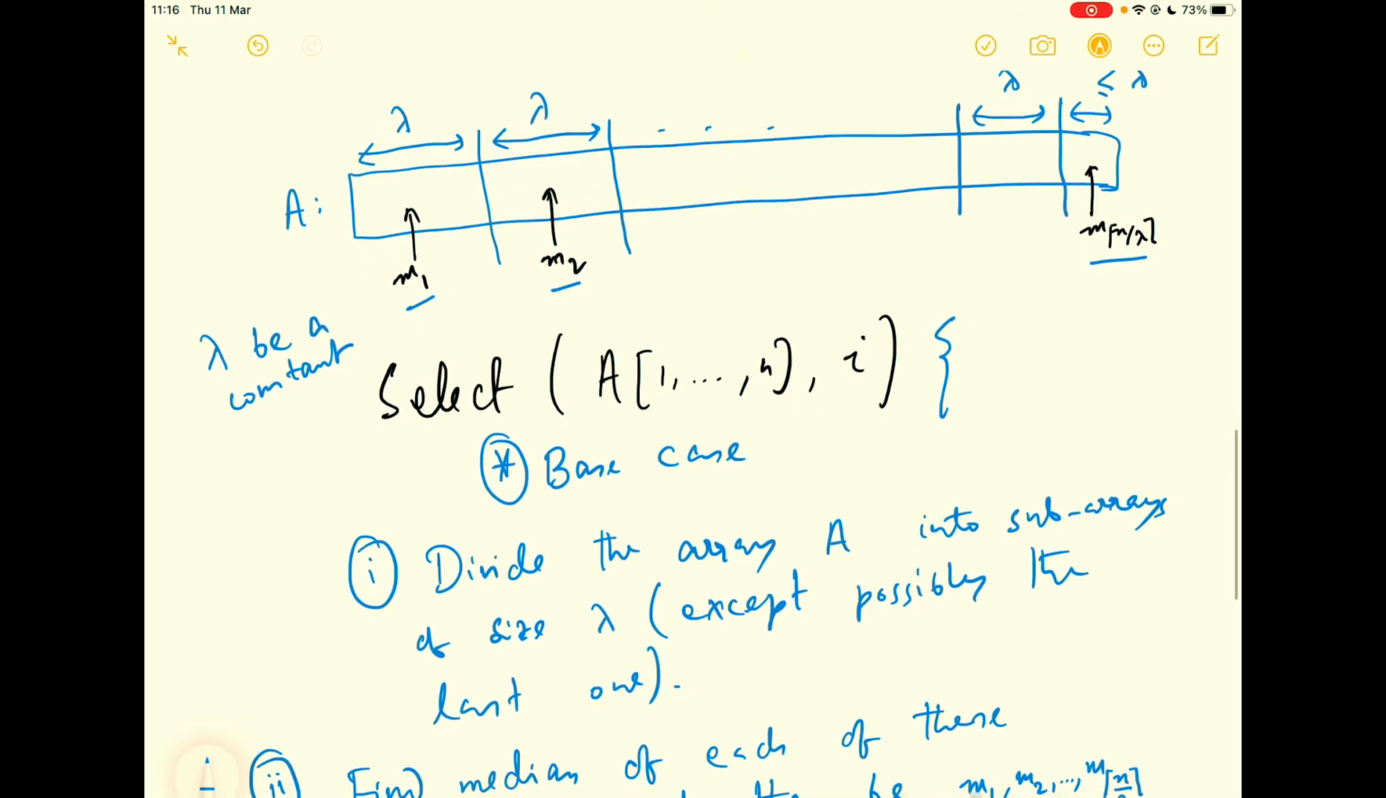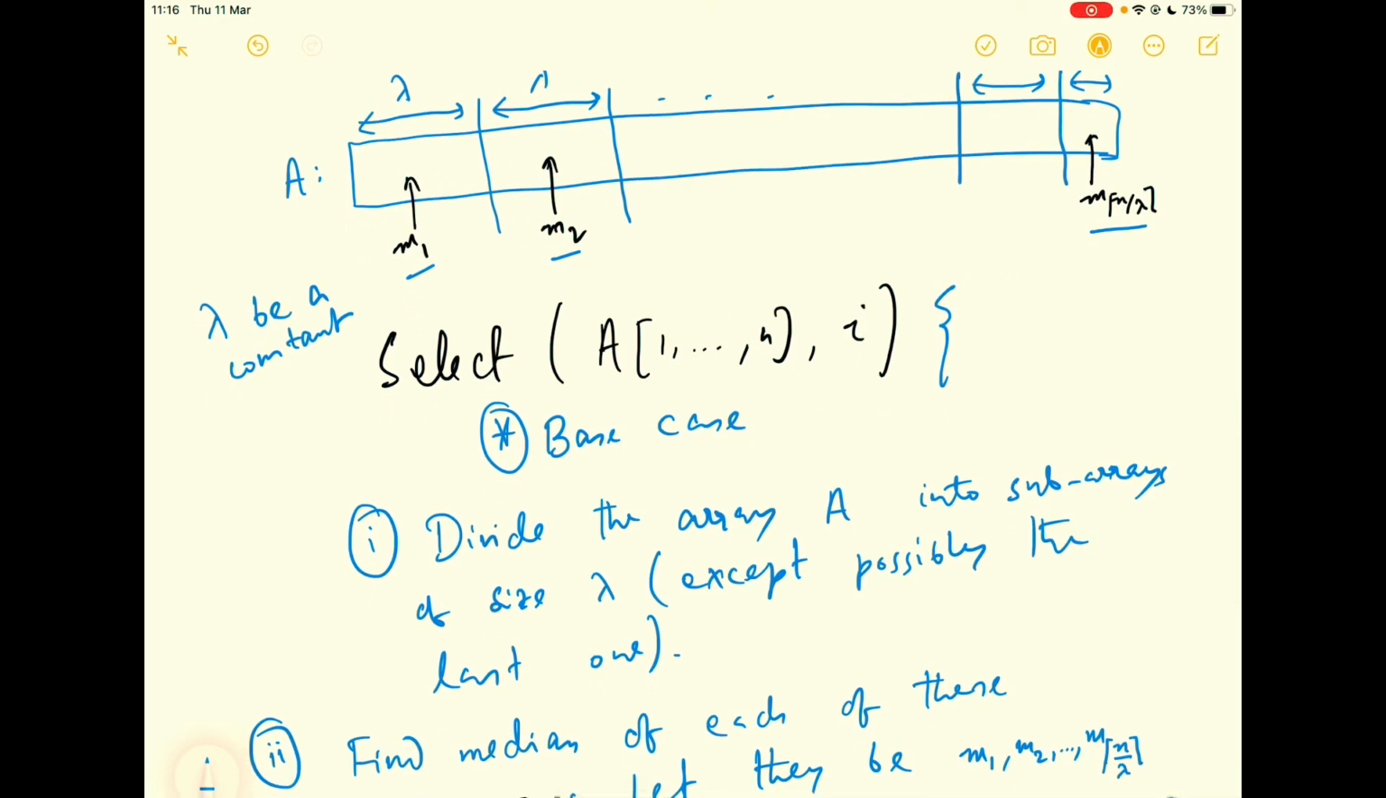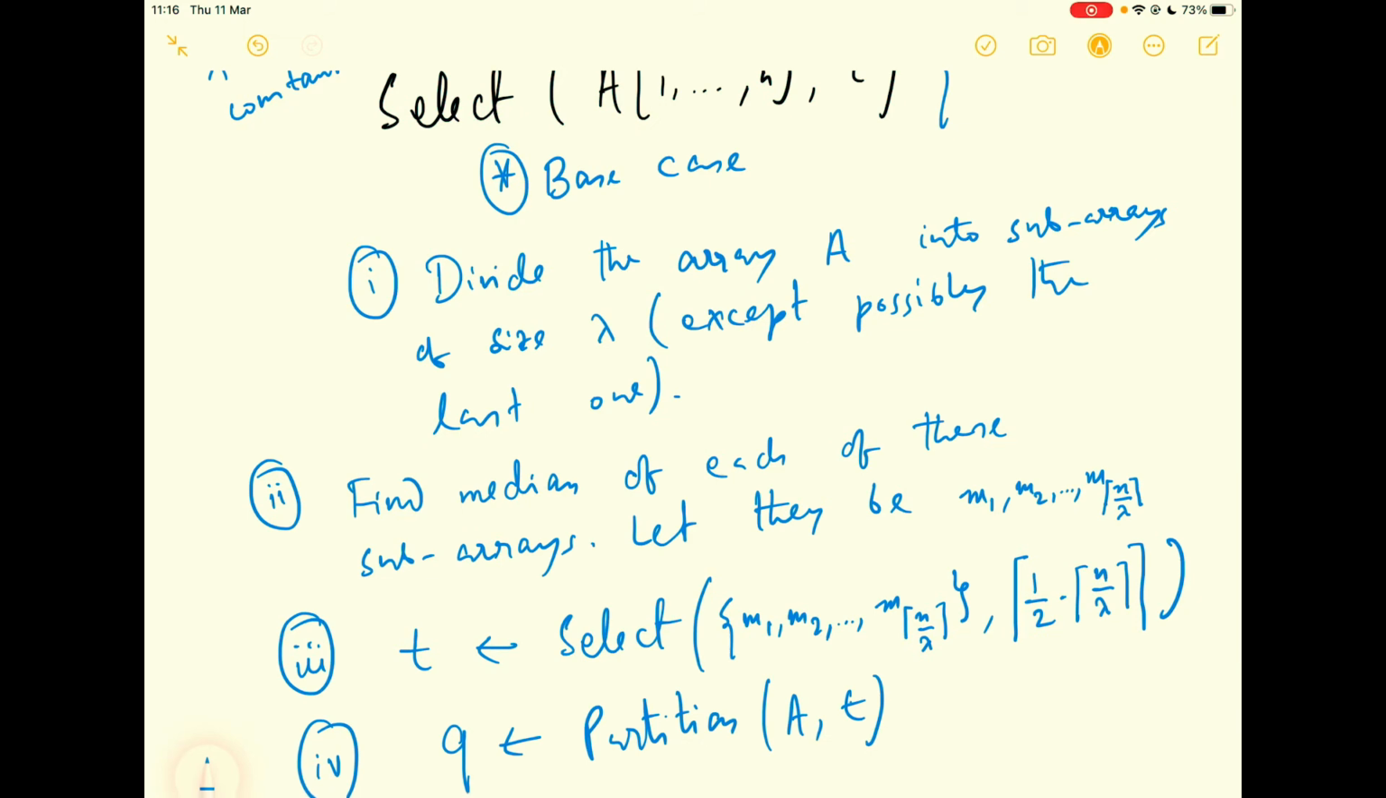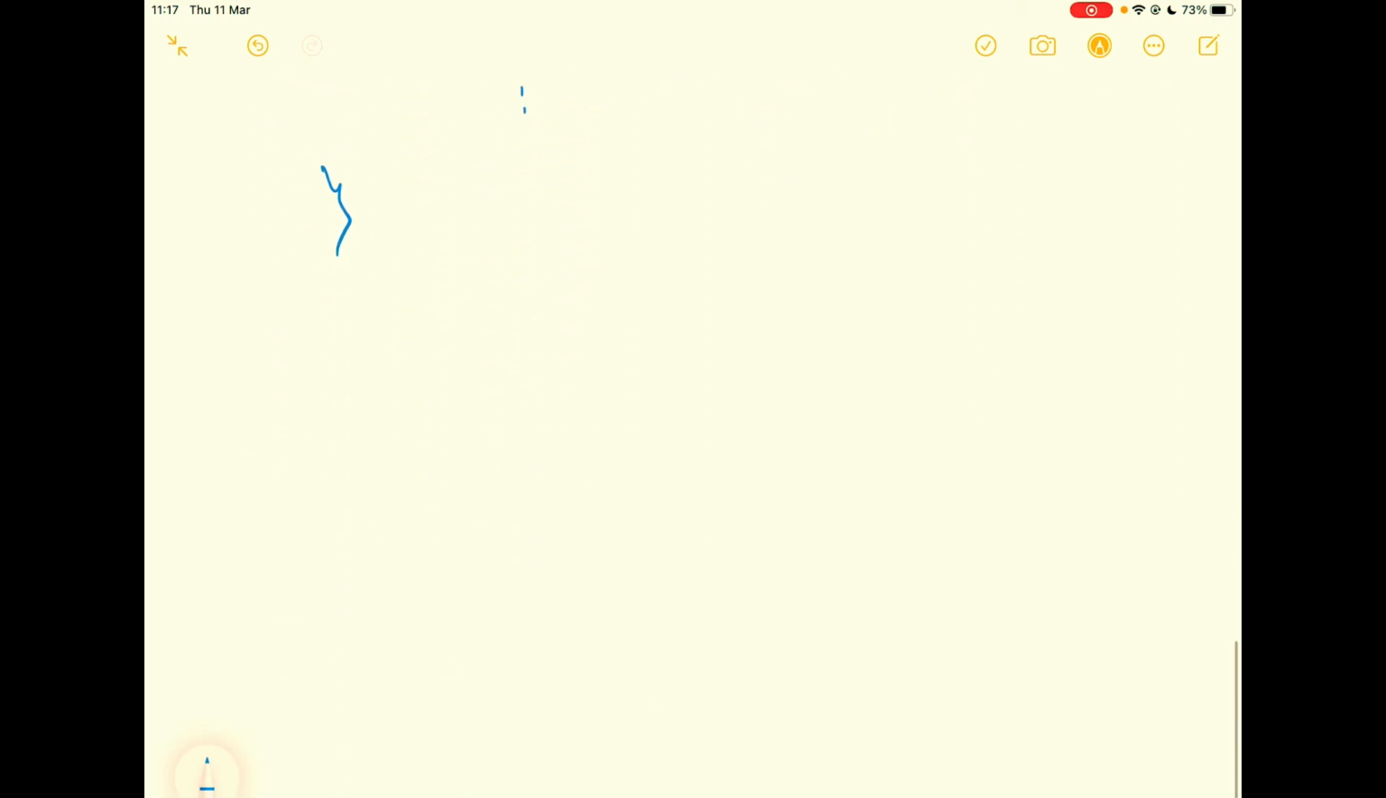Okay, and then what is your pivot? The pivot is the median of these medians. So this is called median of medians. Okay, and how do you find the median of these n by lambda many medians? You can use the same algorithm, select, and call it recursively to find the median of these medians. Now let's see why this is a good strategy. Why this median ensures that each part is not too small or too big.